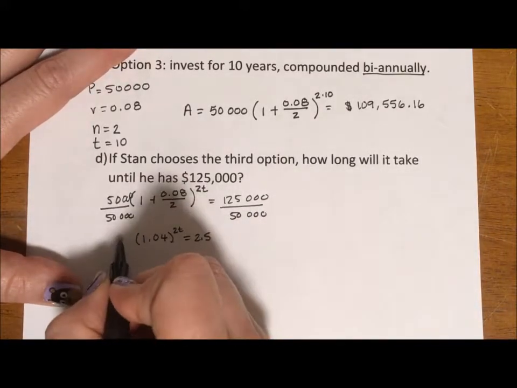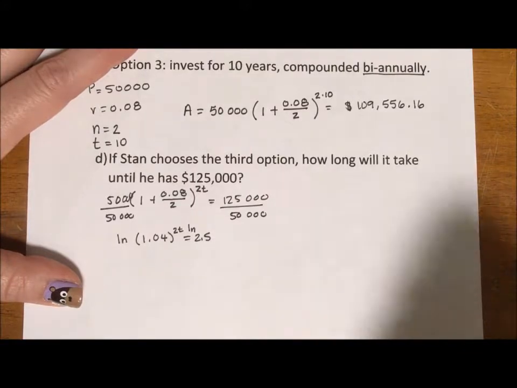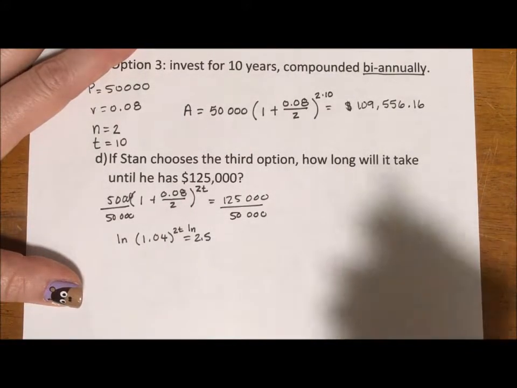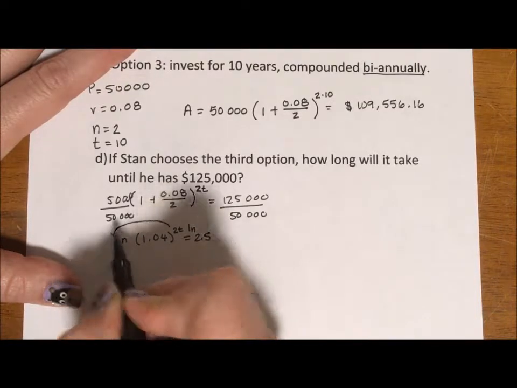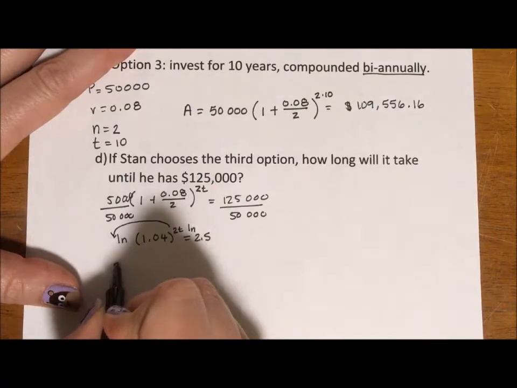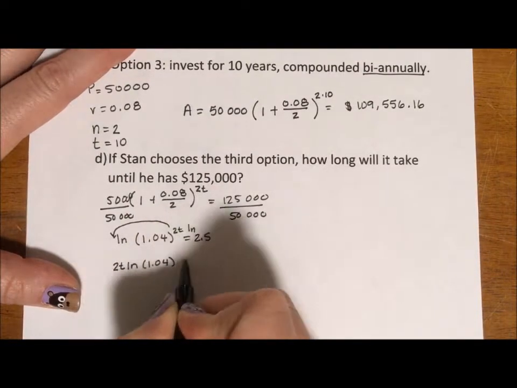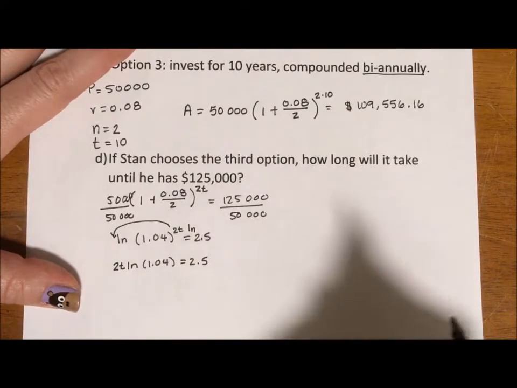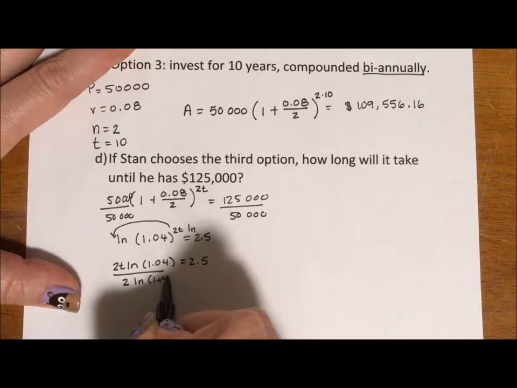The first, take the log of both sides. I use natural log because it's fewer letters to write. That's honestly the only reason. Logs allow the exponent to become a multiplier. I have videos about this if you need to go and review. So then we have 2t times the natural log of 1.04 equaling the natural log of 2.5. I then divide both sides by the 2 and the natural log of 1.04.